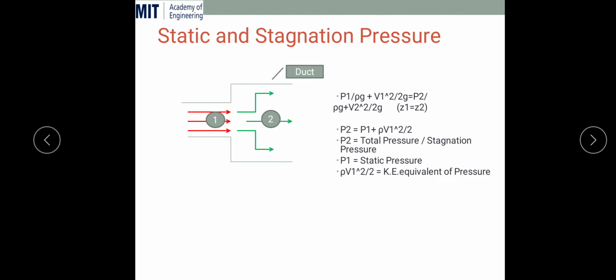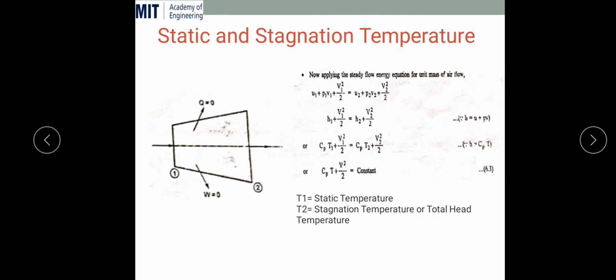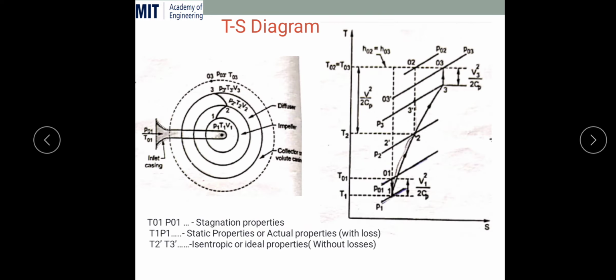We have done some energy balance equations, maybe the Bernoulli's equation for the pressure calculation, or steady flow energy equation for temperature, that is static and stagnation temperature. From this static and stagnation properties, now we have to study the TS diagram for the centrifugal compressor.